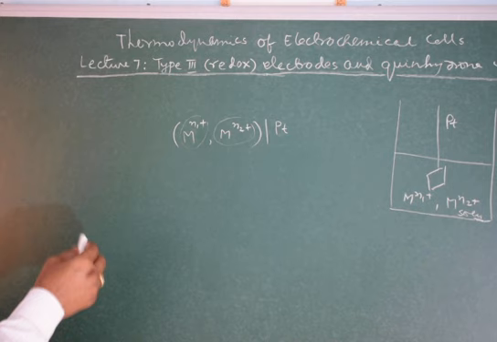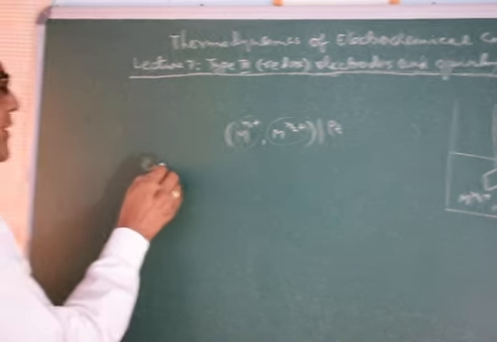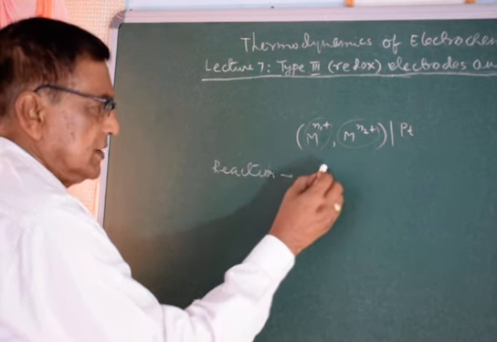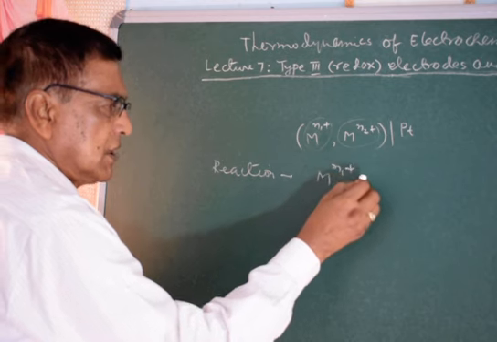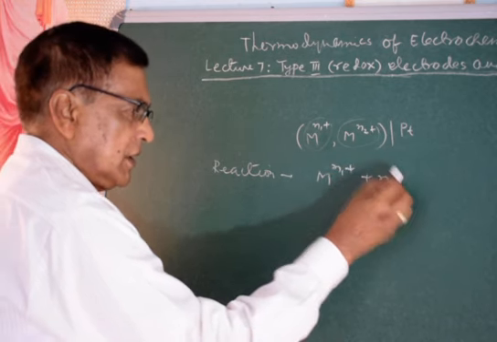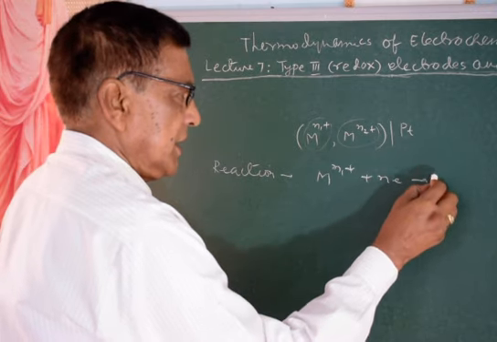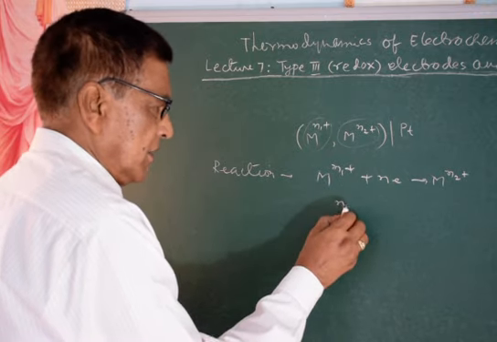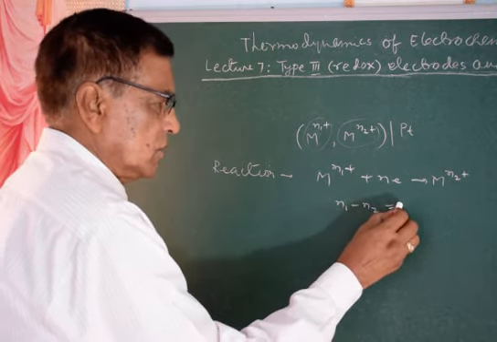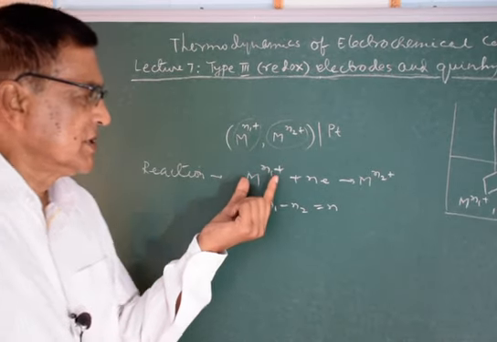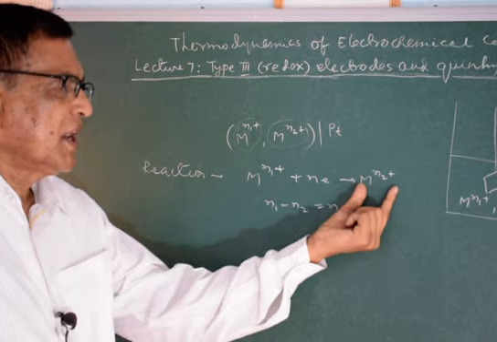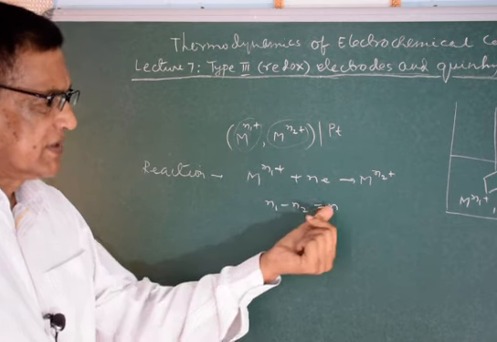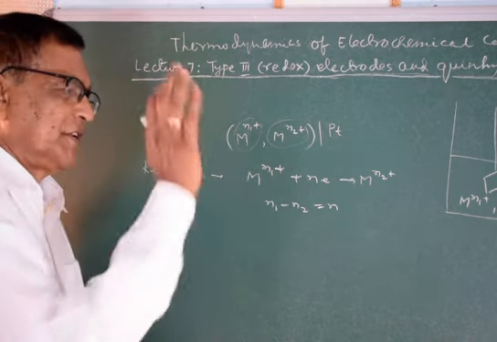And the electrode reaction is very simple. We can write Mn1+ plus n electrons giving Mn2+, and n1 minus n2 equals n. This is the higher oxidation state, this is the lower oxidation state of this metal ion, and n, the difference of these two oxidation states, is the number of electrons involved in this process.